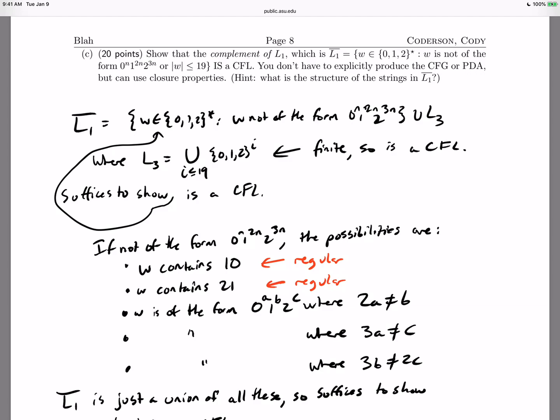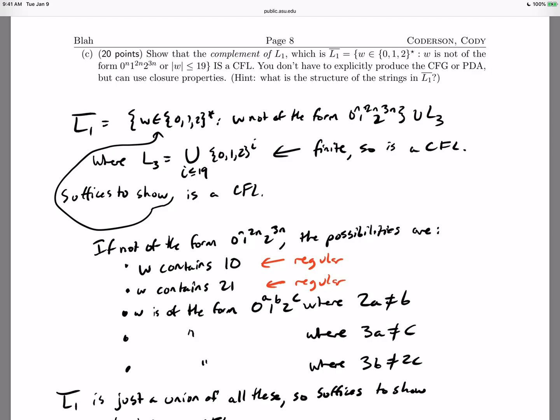So look at the directions again. It says w is not of the form blah, or w's length is at most 19. Does that say and length at most 19? No. So is L1 bar a finite language or an infinite language? Yeah, it's infinite. So if you see this and say, oh, it's a finite language, that's a red herring. Read the actual description of the language.